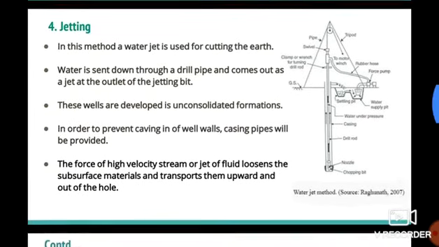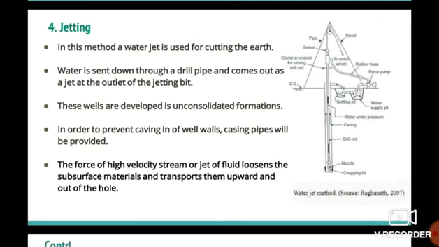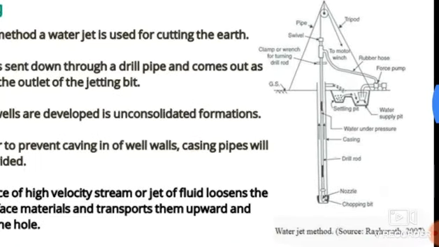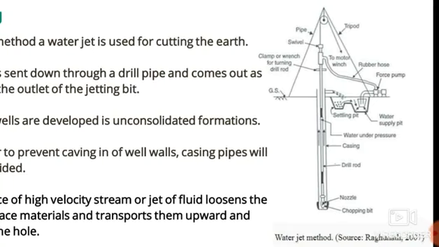Now the fourth method is jetting. The name itself tells what jetting is. Jetting means using the pressure of a jet of water for removing the soil. We can see it by means of a figure. Here you can see a small pipe at the center of the well. We can assume this well is constructed to some half depth. At the bottom of the pipe there is a chopping bit, which has a pointed end and nozzles around it.